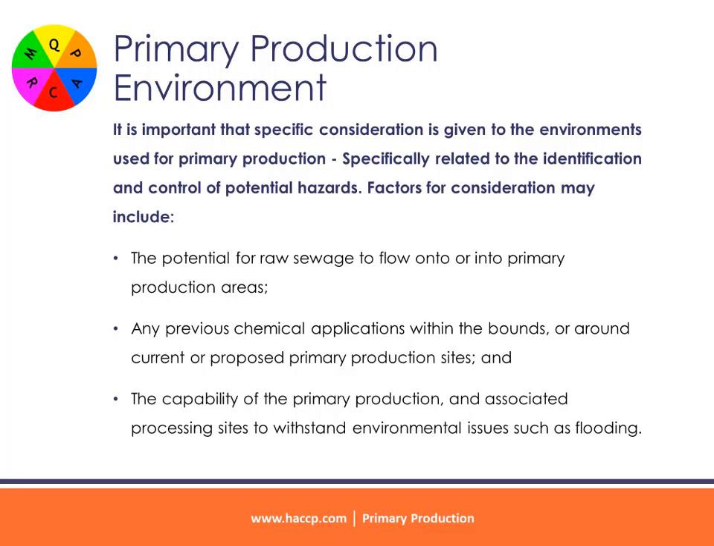Primary production environment. It is important that specific consideration is given to the environments used for primary production, specifically related to the identification and control of potential hazards. Factors for consideration may include the potential for raw sewage to flow onto or into primary production areas, any previous chemical applications within the bounds or around current or proposed primary production sites, and the capability of the primary production and associated processing sites to withstand environmental issues such as flooding.